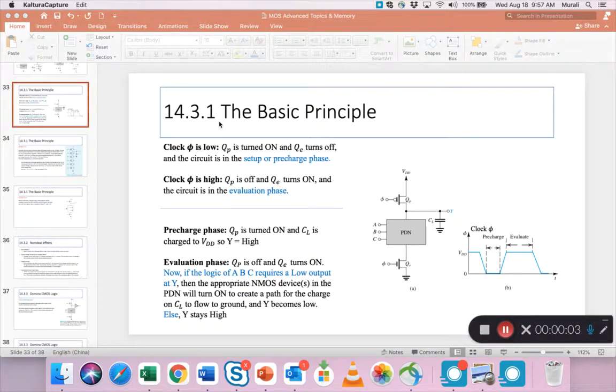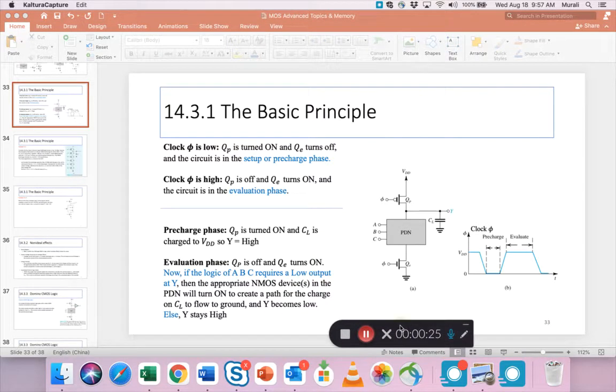Welcome back, class. Before we do problems related to these advanced MOS topics, I still have to finish a few slides on the theory because we ran out of time in my last recording, the theory recording. So we were at this slide where I introduced you to the basic principle behind dynamic MOS, right?